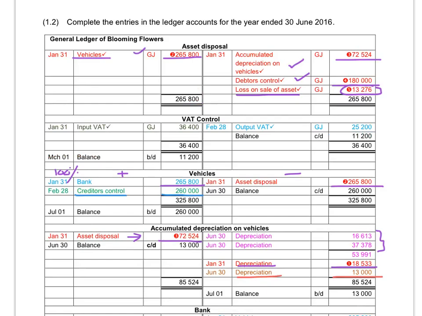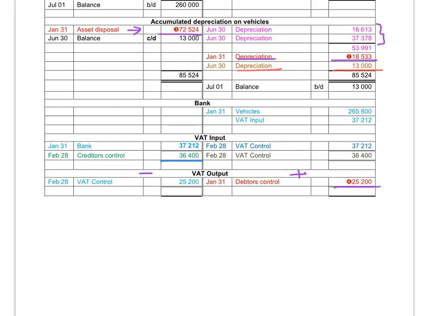At the end of the financial year, all the balance sheet accounts, assets and liabilities will be balanced so that we can take the balances to our balance sheet. The VAT input and VAT output will be transferred to the VAT control account, and all the nominal accounts will be closed off to the profit and loss account. VAT input has a debit balance, so we close it off crediting VAT input, and then we will debit VAT control. VAT output has a credit balance, so we close it off debiting VAT output, and we will credit VAT control.